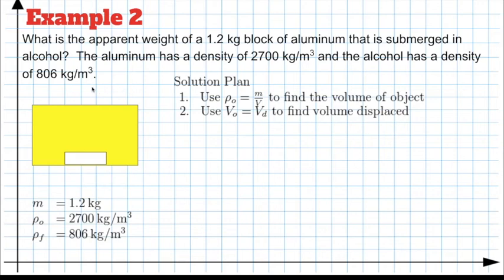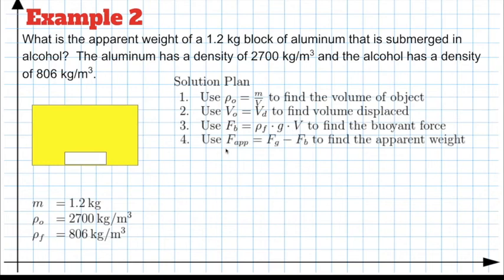So when you drop aluminum into a fluid, as long as it sinks, the fluid displaced is equal to the volume of the fluid. So we're going to use that. Third step, we're going to find the buoyant force, which is the density of the fluid times g times the volume displaced. We know the density of the fluid, we know g, we know the volume displaced. We can find the buoyant force.